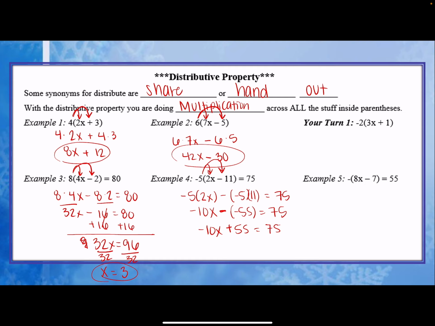All right, and now we can solve. So we'll subtract negative 55 first from both sides. Negative 10x is going to be equal to 20. Divide both sides by negative 10. X is equal to negative 2.